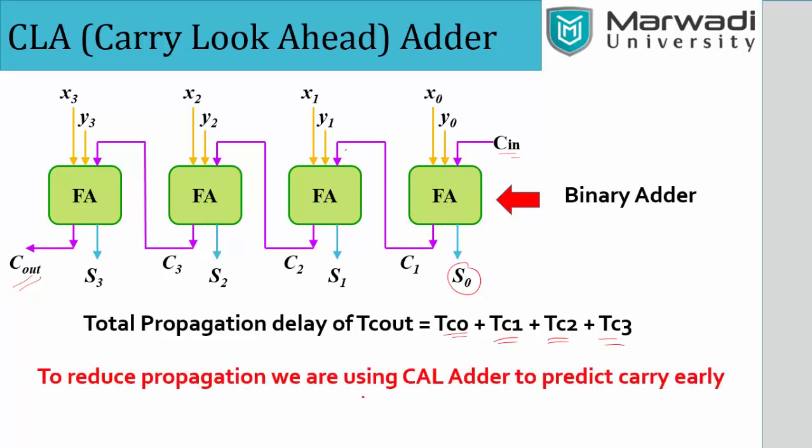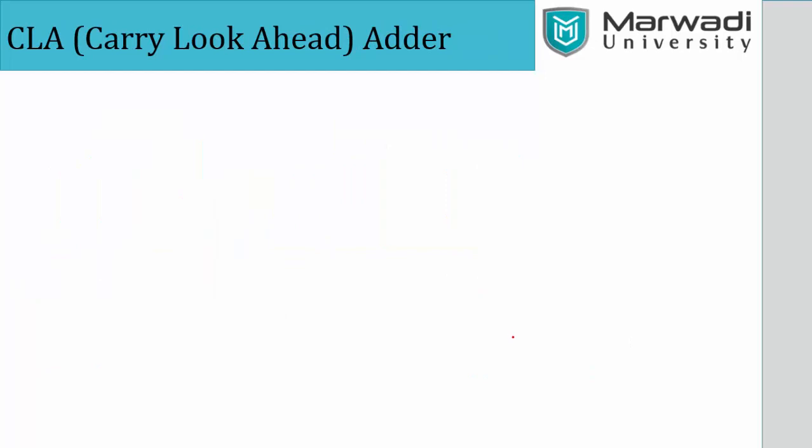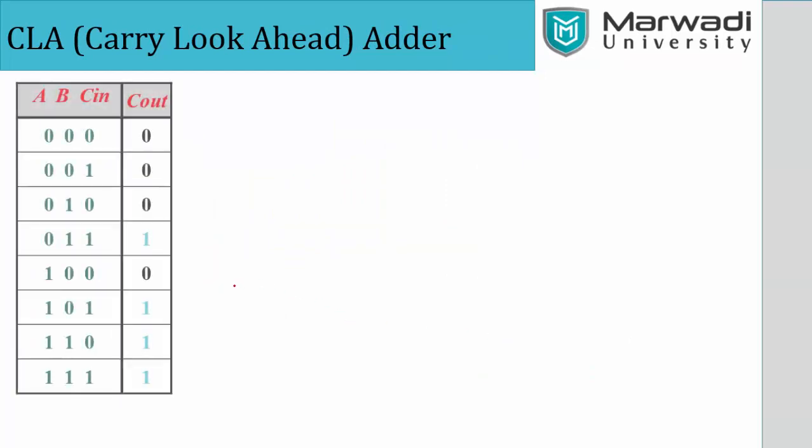So to reduce the propagation delay, we use the CLA adder to predict the carry early. That means if you predict the carry much earlier and the last carry does not depend upon the previous carry, you can increase the speed of an adder. That is what we are going to understand about the CLA, the carry look ahead adder. Now look at the concept of this carry look ahead adder.